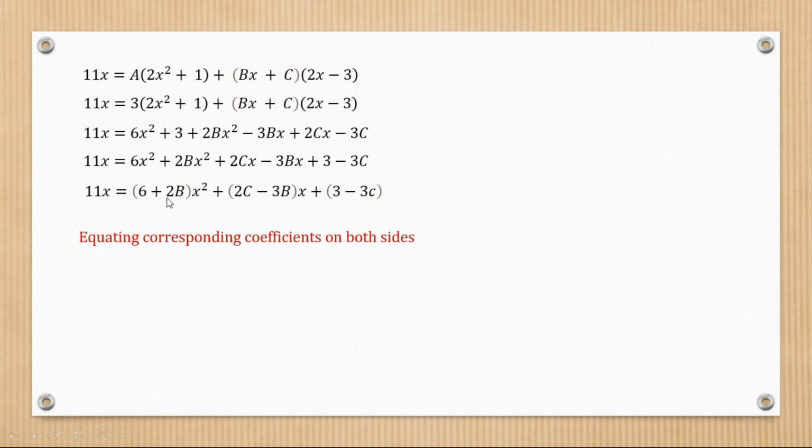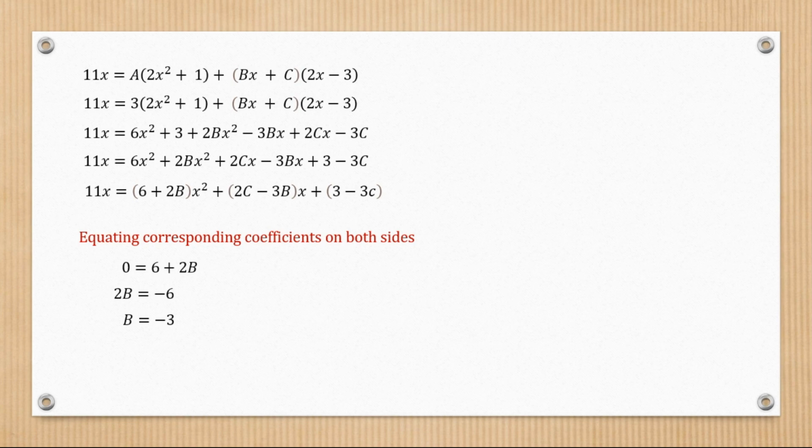So now if we equate corresponding coefficients on both sides, we can actually see that 6 plus 2b shall be equal to 0, because we don't have a term with x squared, so that coefficient is equal to 0. That's why it doesn't appear right here. So 2b shall be equal to negative 6, of which b shall be equal to negative 3. So now we know b.